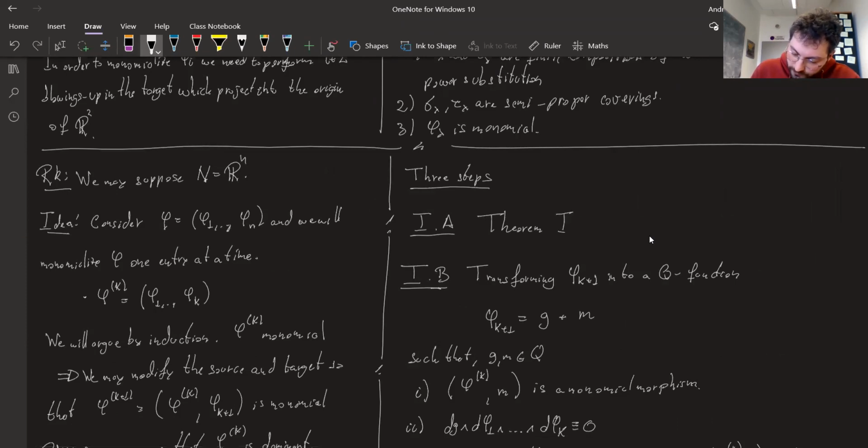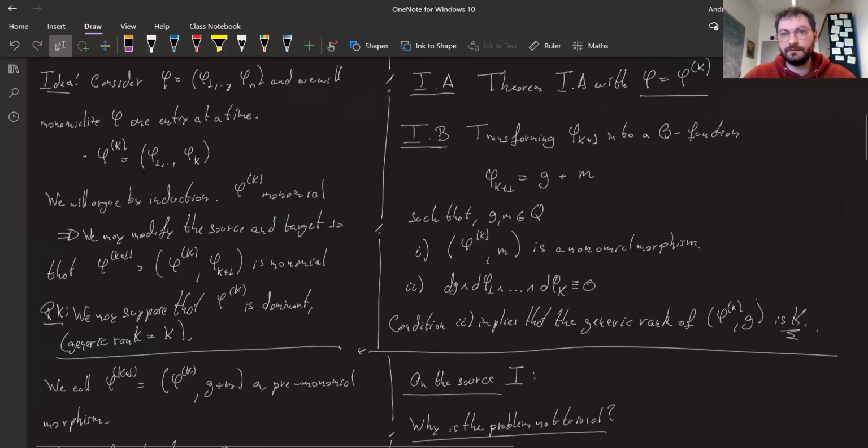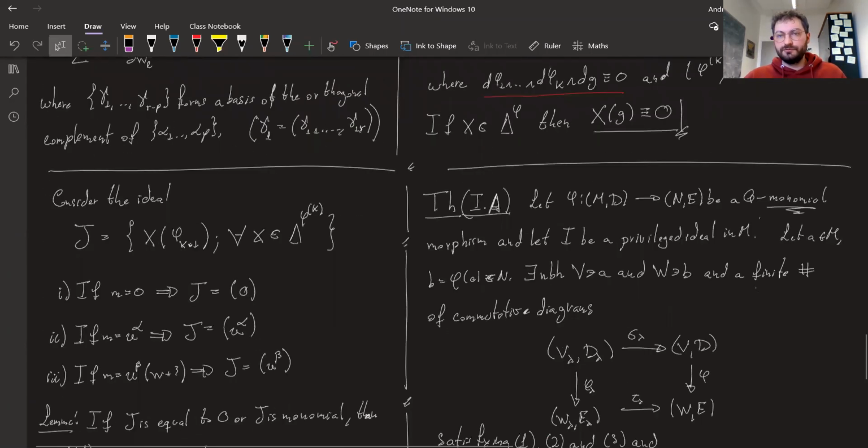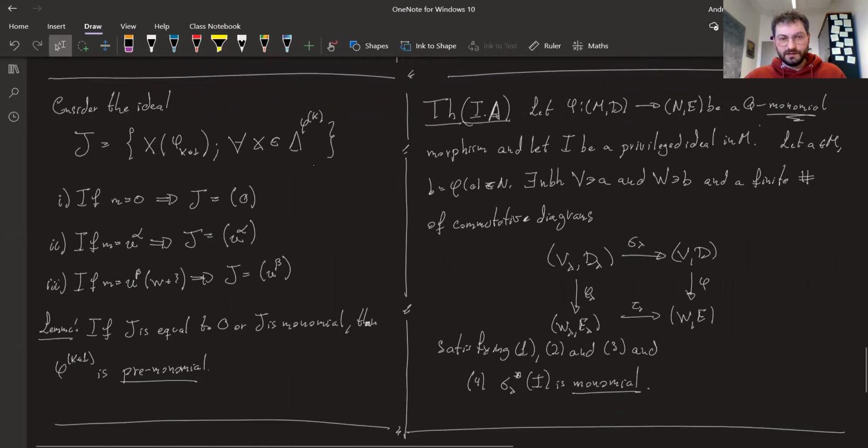Theorem 1a with phi equals phi k. And the kind of ideal that we want to derive and monomialize will be related to that ideal J. It's not only going to be that ideal J. We're going to see what exactly we want, but that's the idea. We want to principalize that ideal J so that we are able to finish by saying that it's a pre-monomial morphism. Right? I'm going to take this guy, make it monomial, use this theorem, and guarantee that therefore we get something that is pre-monomial.